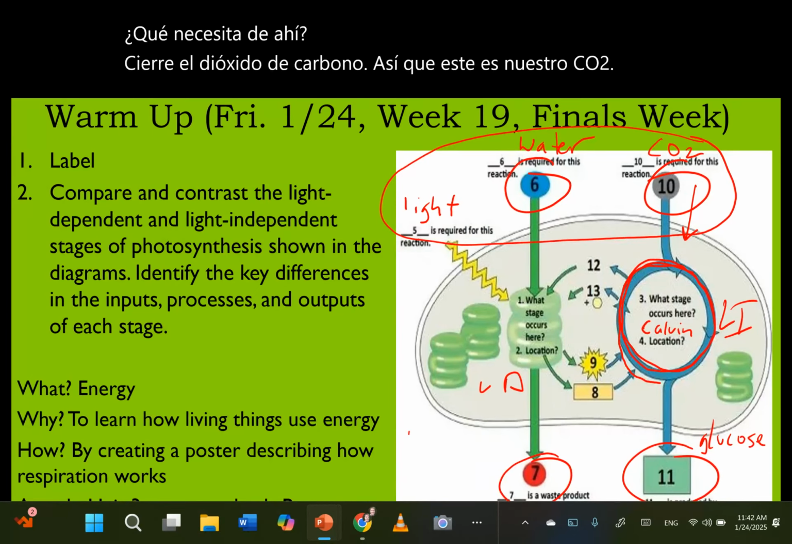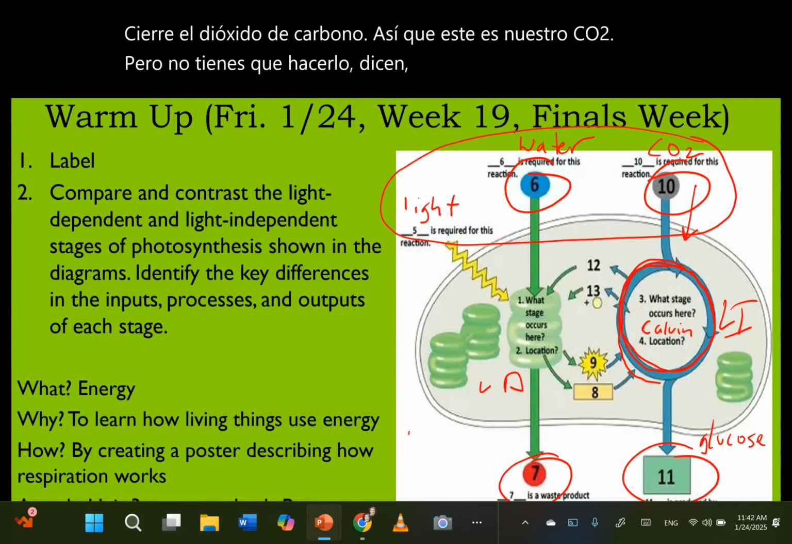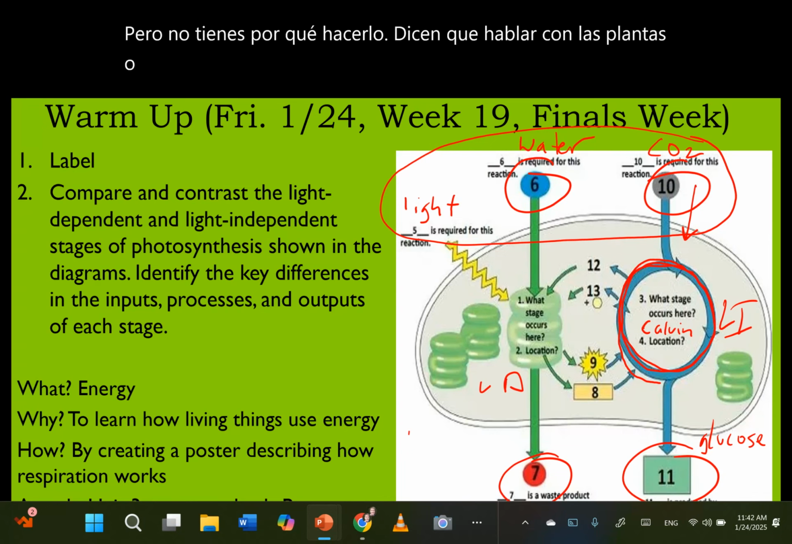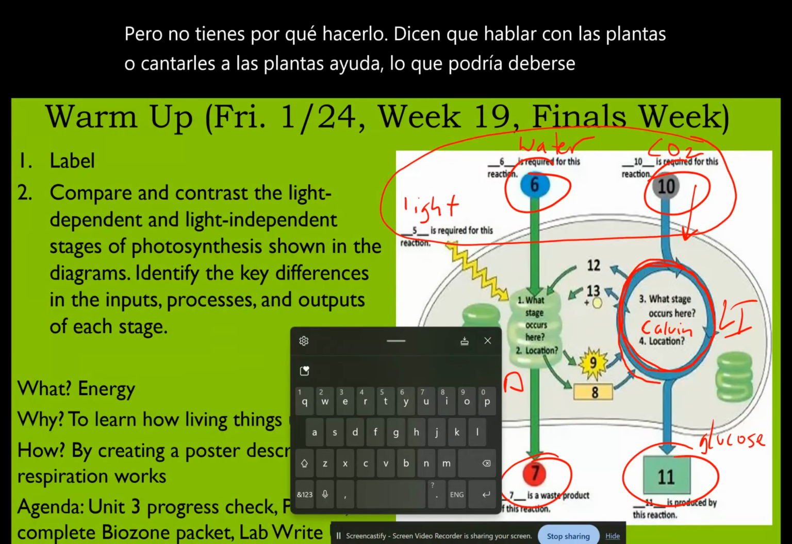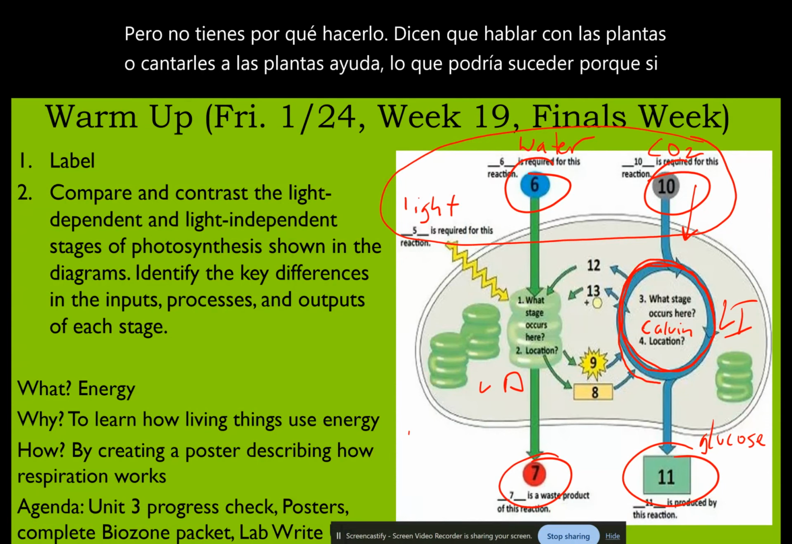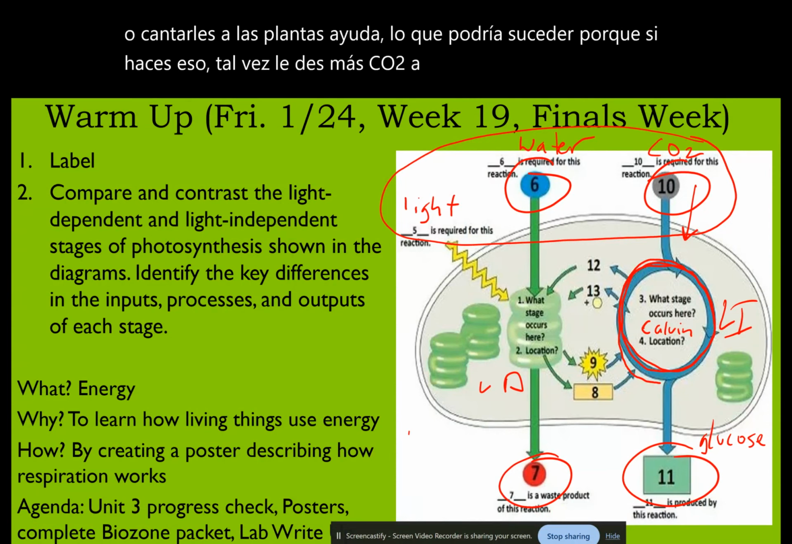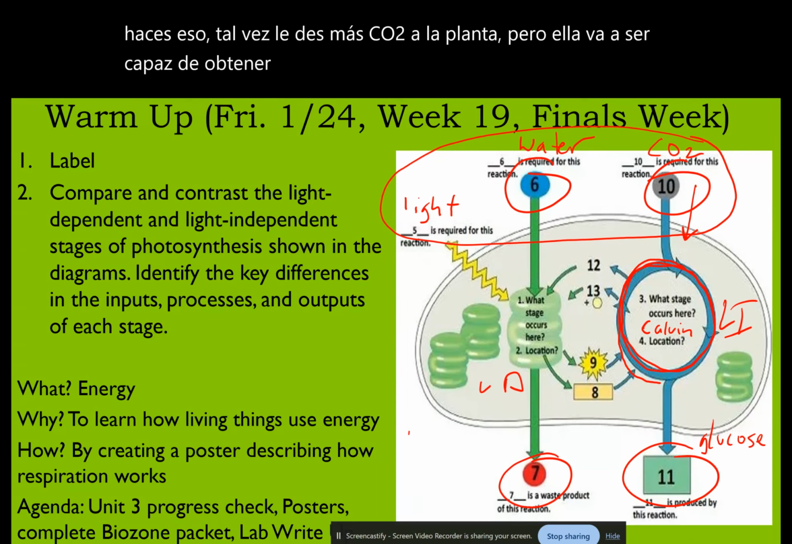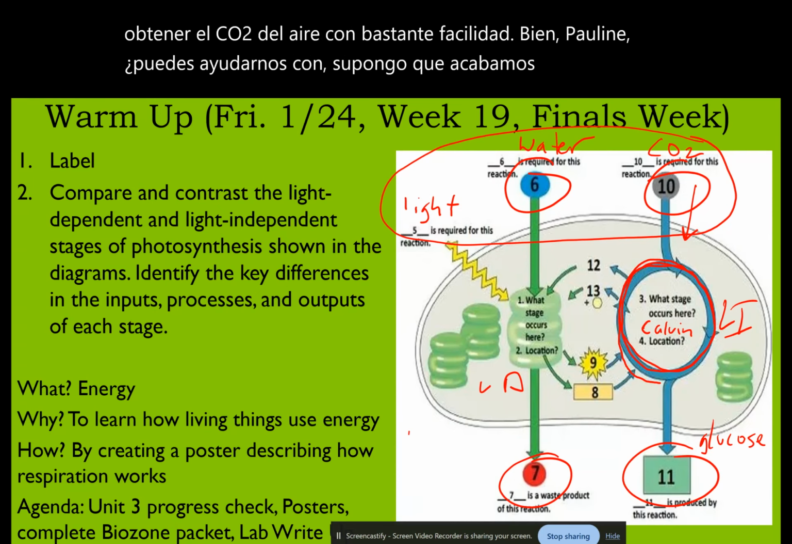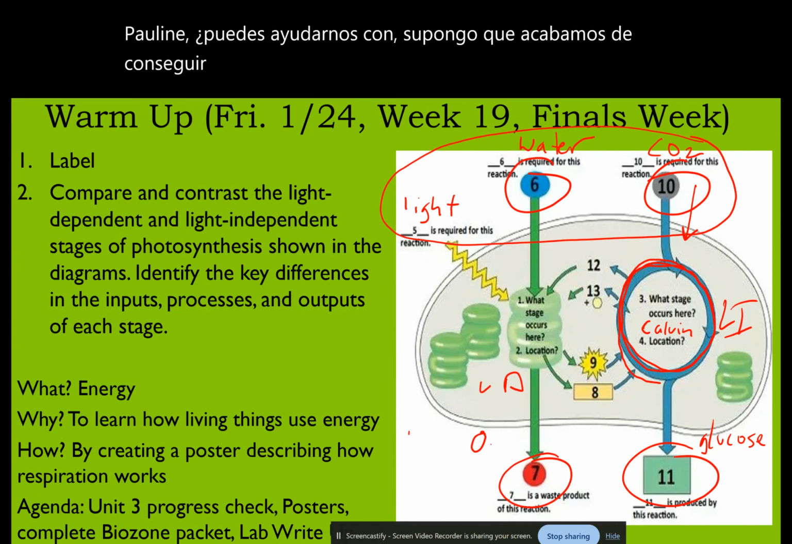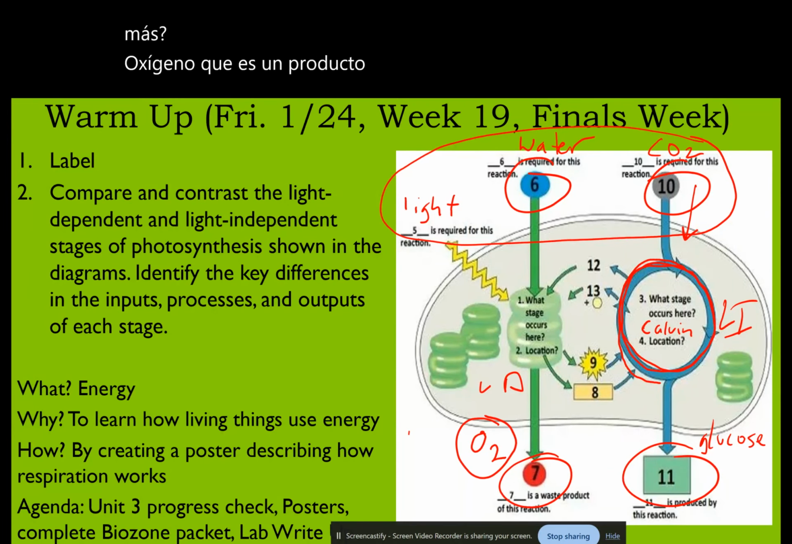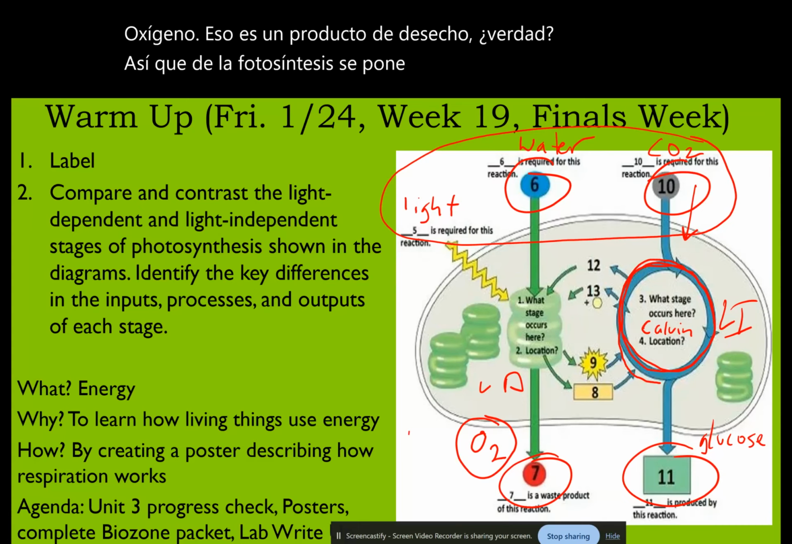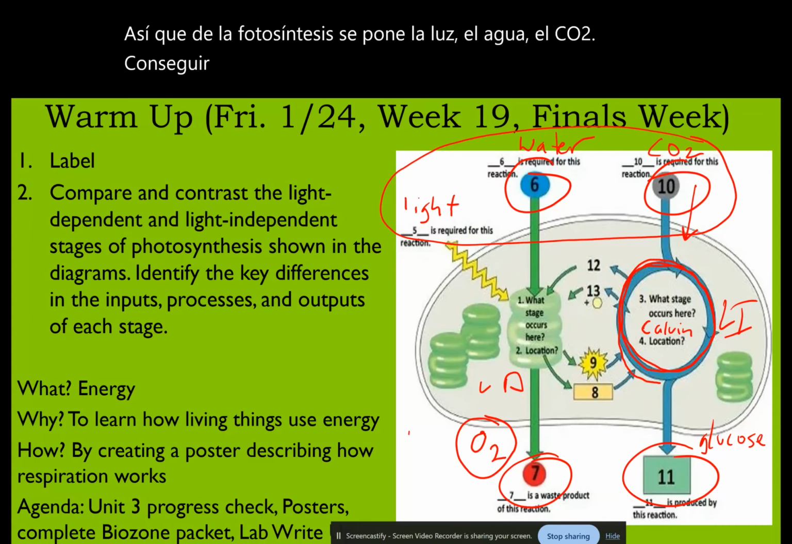They say talking to plants or singing to plants helps, which might, because if you do that, maybe you'll give more CO2 to the plant. But it's going to be able to get the CO2 from the air pretty easily. Okay? Pauline, can you help us with, I guess we just got one more, 7. Oxygen. Yeah, that is a waste product, right? So from photosynthesis, you put in light, water, CO2. What you get out of photosynthesis is oxygen and glucose.